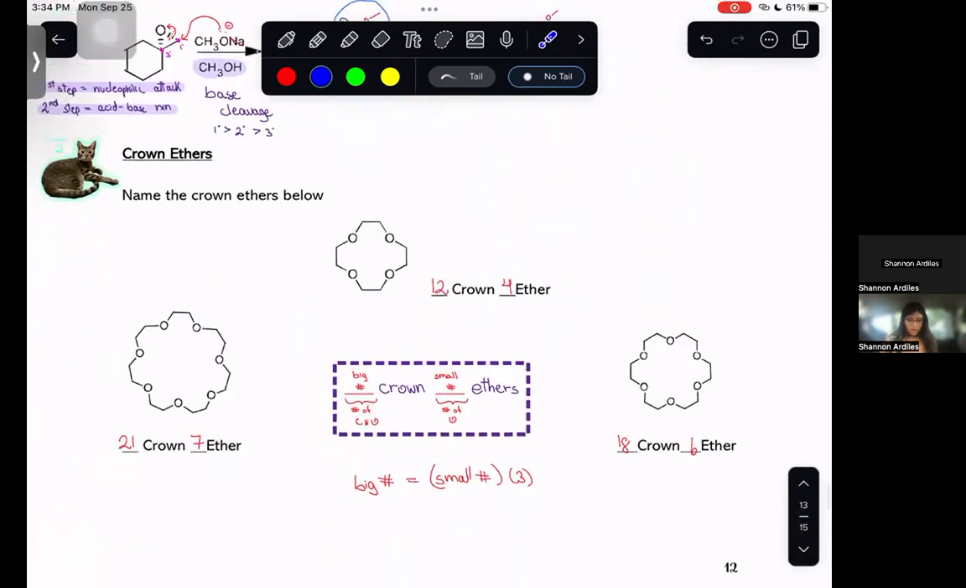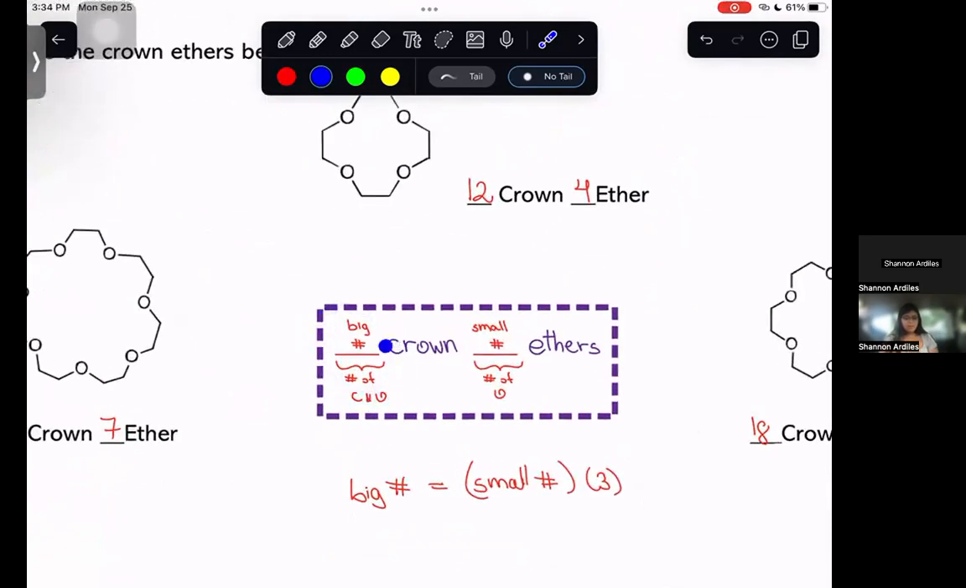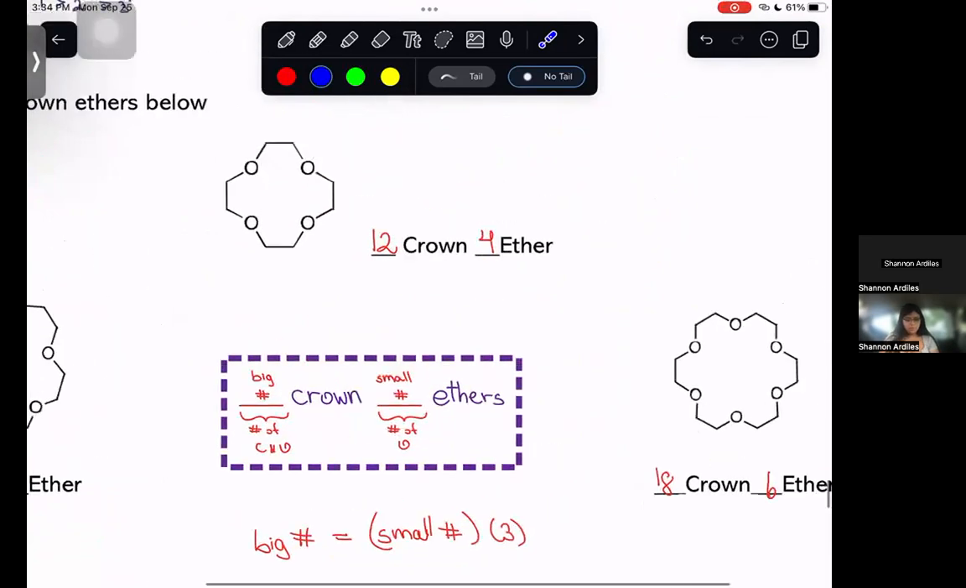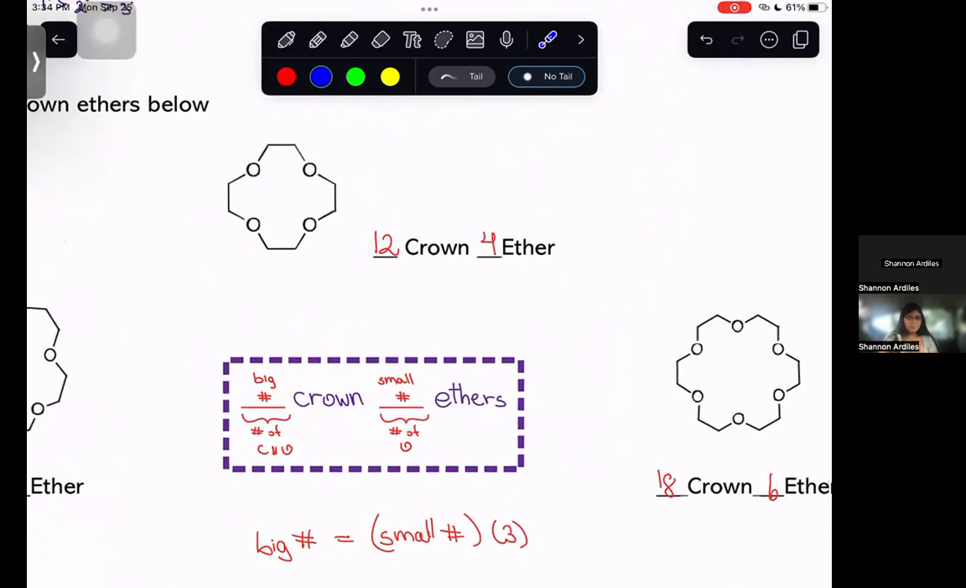Now, the next topic that we talked about was crown ether. It's very simple. It's basically just counting. Like we said, the very big number is just going to be the amount of carbons and oxygens that we have, and the very small number is just the amount of oxygens. So in this case, for example, we have 1, 2, 3, 4 oxygens. That's why we have the 4 in here.